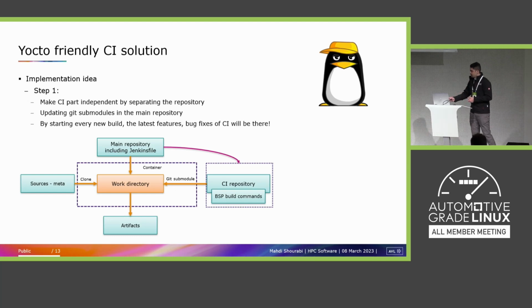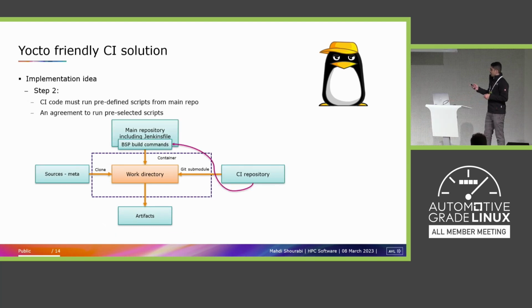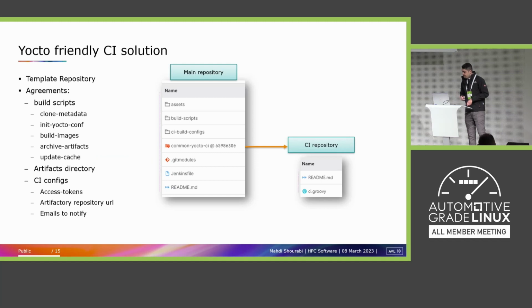The next step would be putting all these BSP commands and BSP scripts into the main repository. So every time we start a new build, we load the CI actions and CI features from another repository, and this CI repository knows that the BSP commands it should follow are inside this main repository. Then we continue to build what we want, Bitbake any images we want, and then save the artifacts. This means that we need two repositories.